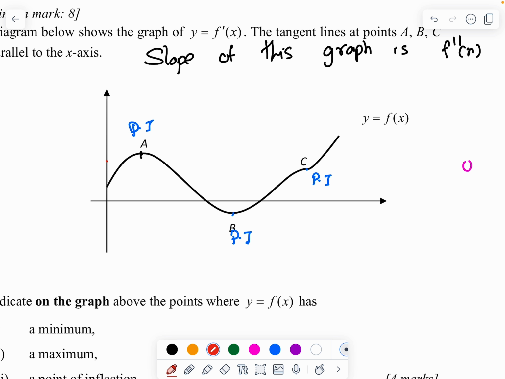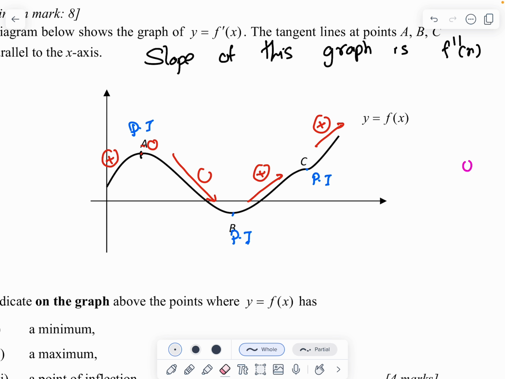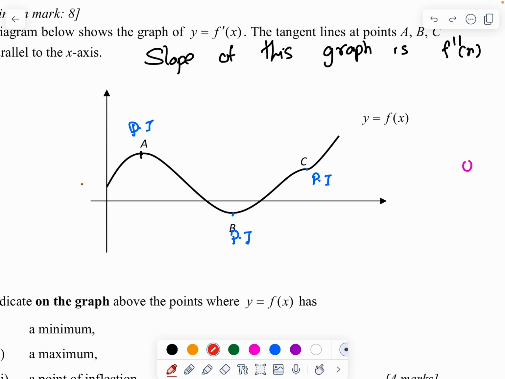Now the slope is positive over here, the slope is 0 over here, it is decreasing so the slope is negative over here, and over here the graph is increasing, so the slope is positive. Come again: it is increasing over here, so the slope is positive. It is decreasing over here, so the slope is negative. It is increasing over here, slope positive. And again increasing over here, slope positive.